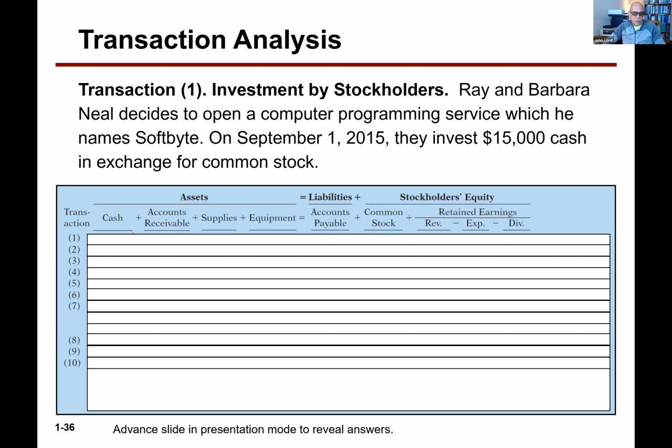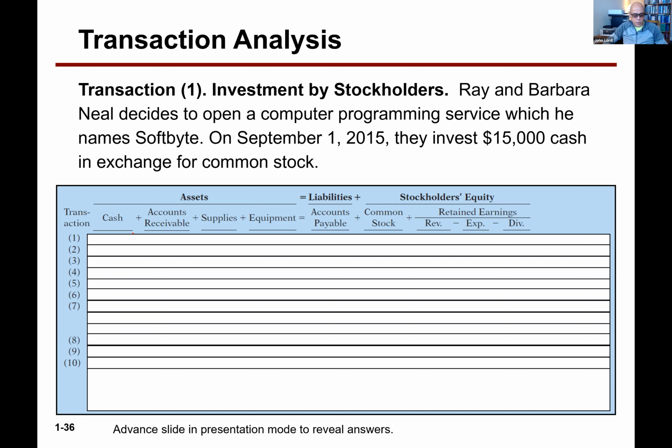It tells us here that Ray and Barbara Neal decide to open a computer programming service. It says he names it SoftBite. They're together, so why didn't they decide together what the name is? Anyway, Ray and Barbara decide that the name of the company is SoftBite. On September 1st, that's when they start the business, and we'll say it's 2022, whatever the year, it doesn't matter. They invest $15,000 cash in exchange for stock.